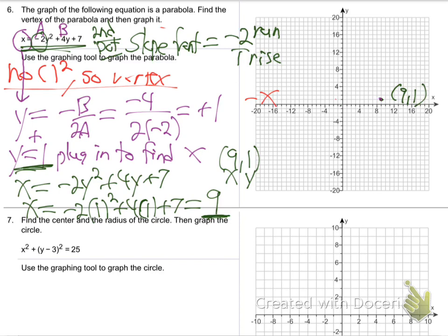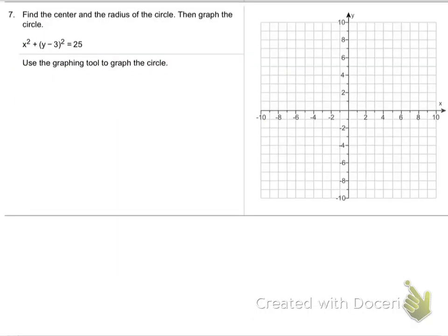Wait, let me try that again. Back 2, up 1, right there. See how that's back 2, up 1, so tiny. Okay, let's draw it. Boom. There's the parabola. It's going left. Back 2, up 1 on the dot. There we go. Okay, so now we're changing gears.